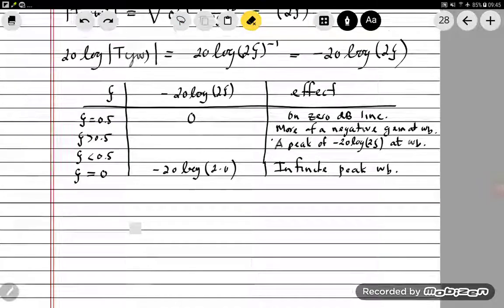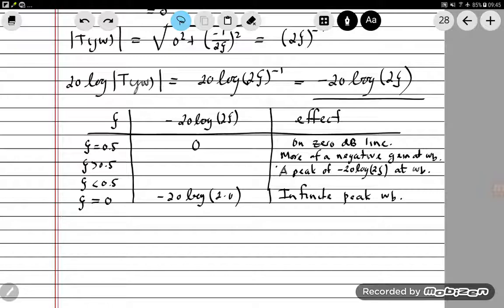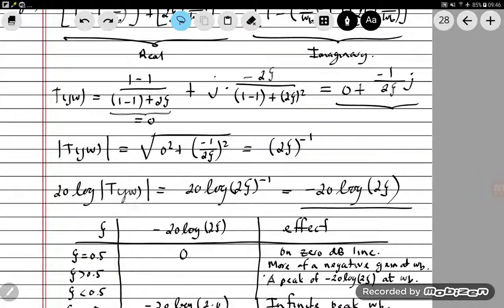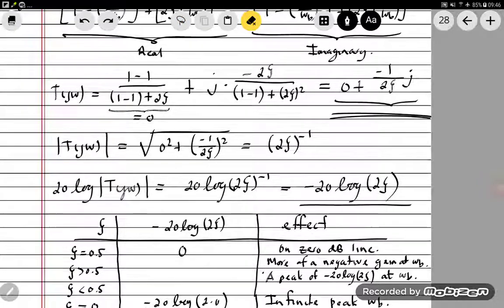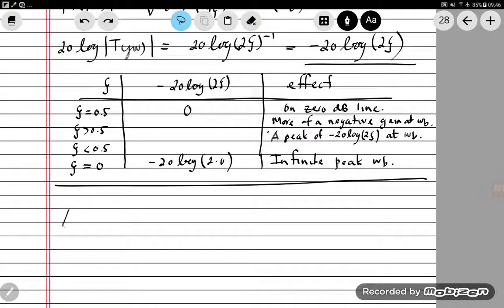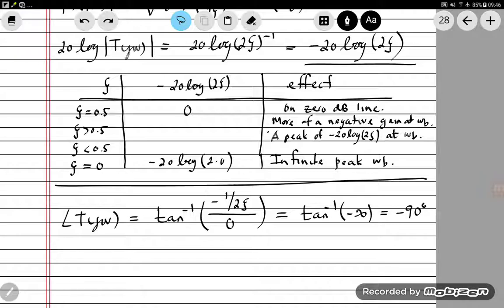Before I plot this magnitude function, I quickly just want to work out the phase. If you recall, the frequency response transfer function looks like that. It's negative 1 over 2 zeta j. So our phase will be just the arctangent of minus 1 over 2 zeta, which is the imaginary part over the real part, and that was 0, and that is just equal to tan of negative infinity, and that's negative 90 degrees. So at omega b, our phase angle is negative 90 degrees.